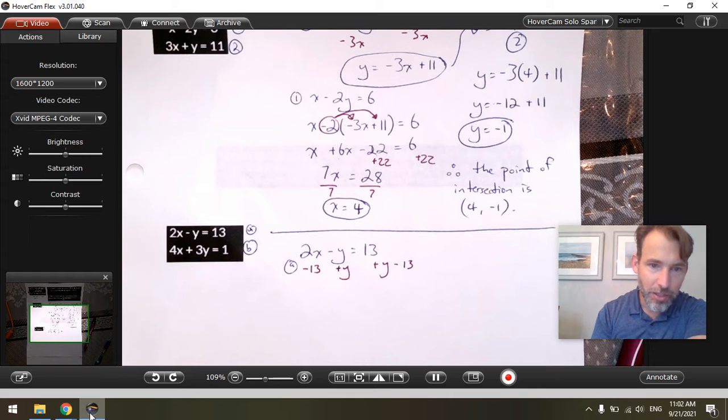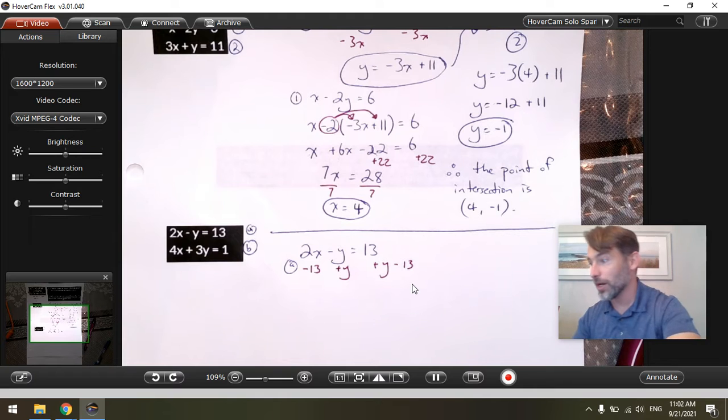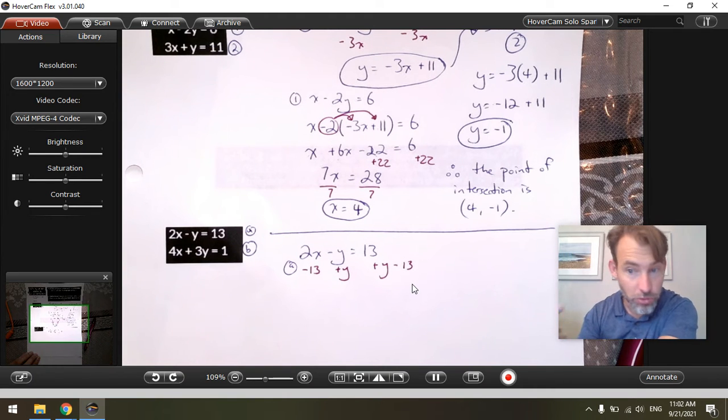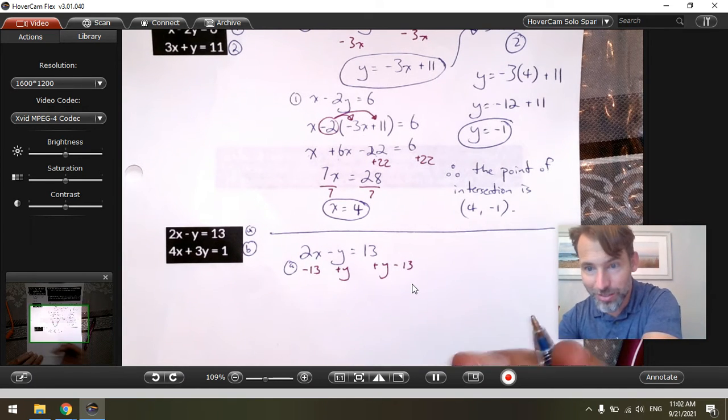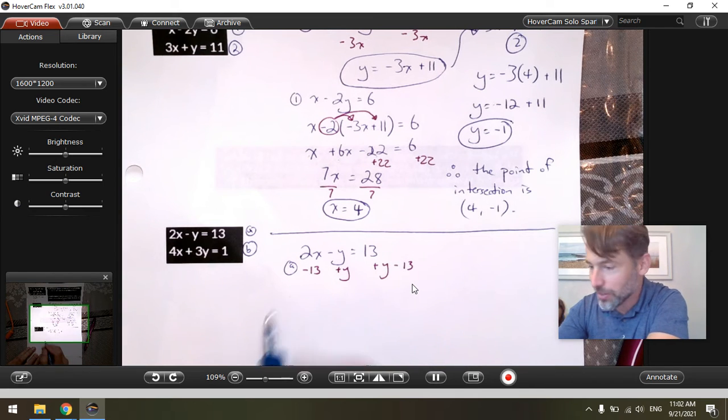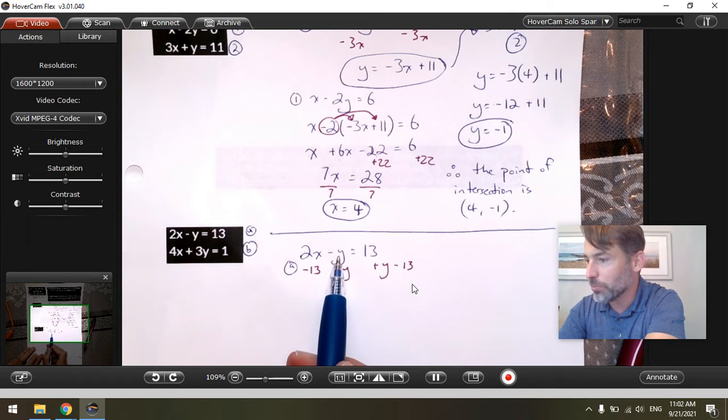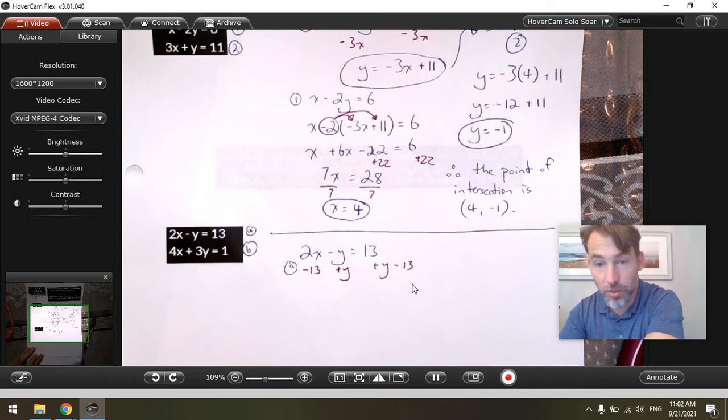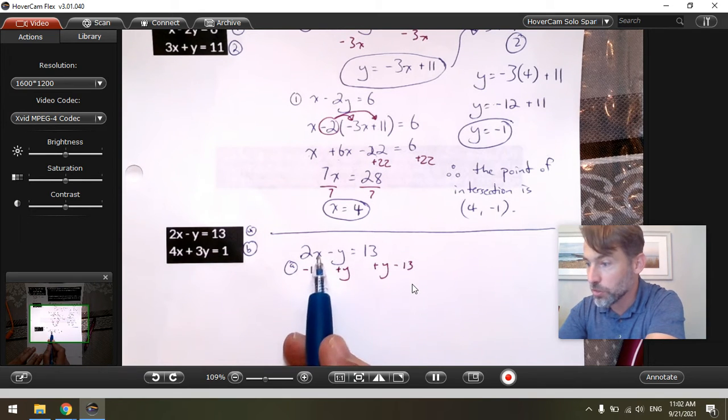So here we go. We decided to subtract 13 from both sides and add y to both sides. Let's see why I chose to do that. Now, you might do this in 2 steps, and that's okay. I do it in 1 step. All right, so I have 2x minus 13 minus y plus y. So the minus y plus y is 0. But on this side, what I have is 2x minus 13.